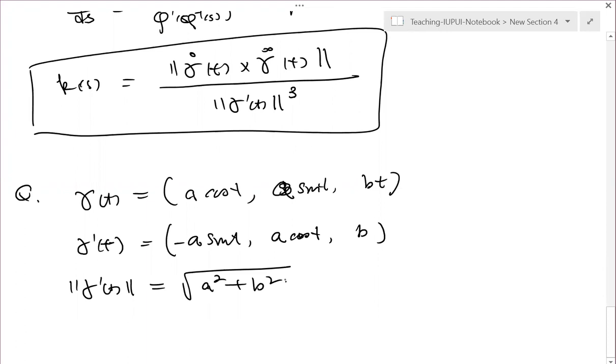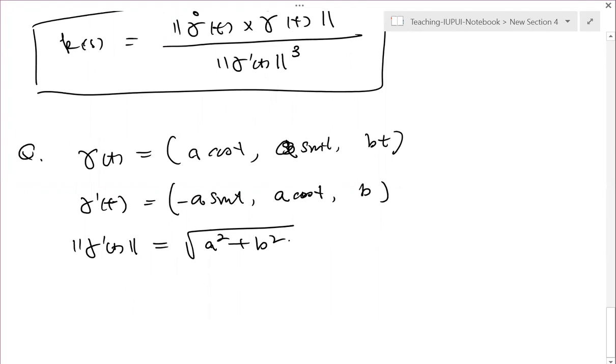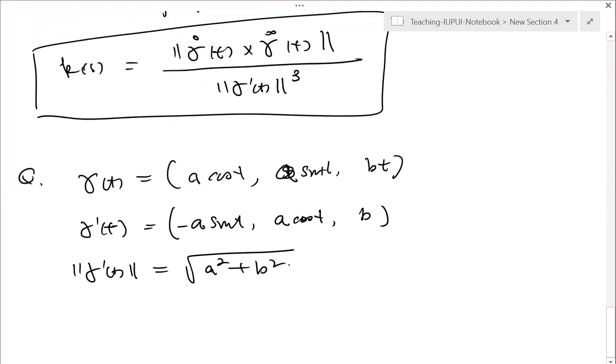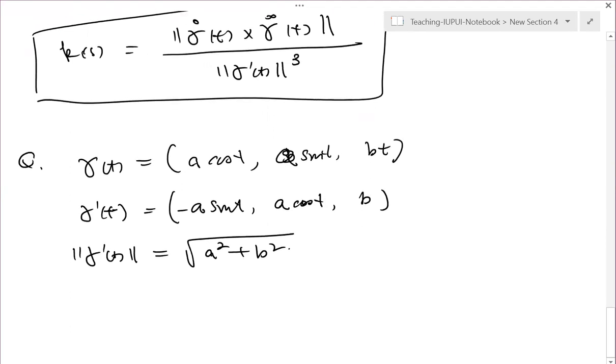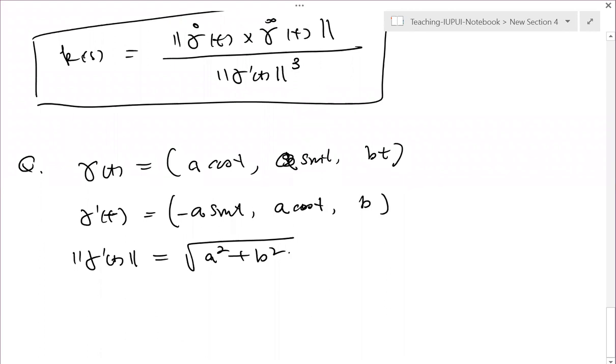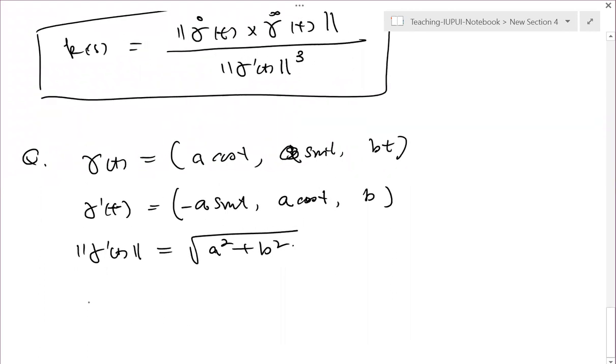So the speed is going to be the square root of a squared plus b squared. All right, so you have two options in order to find the curvature. One is to reparameterize to get arc length, or use the above formula. I'm going to use the above formula to make it easier. So I'm going to look at the second derivative, which is going to be negative a cosine t, negative a sine t, and 0.